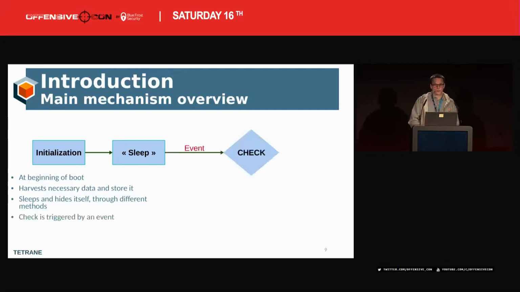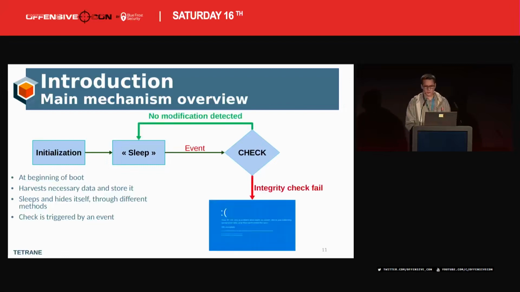Then, regarding an event, a check will be triggered. For example, an event may be a timeout that comes to expiration or some other stuff, but it's just an event. And regarding the result of the check, there will be two possible outcomes. The first one is that no modification is detected, and the second one is that the integrity check failed, and it will trigger a blue screen of death with bug check 109.